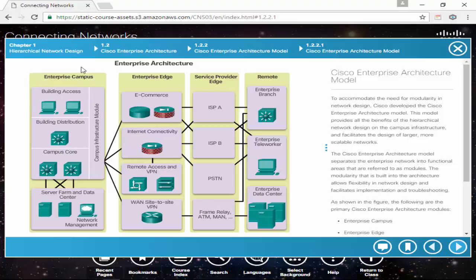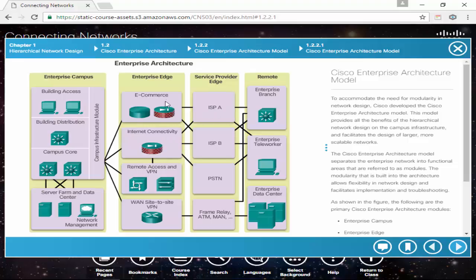Our Enterprise Campus, as you can see, is our traditional three tiers that we've been talking about throughout the class, with the server farm. Then we have the enterprise edge. The blocks in there include e-commerce, so all of our sales on the internet, with connectivity through our firewall. It feeds into our VPN and access, but our internet connectivity is what's going to connect us to an ISP. It's going to be the router connecting us to our internet connections.